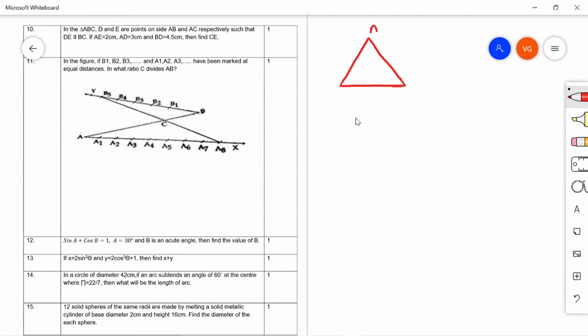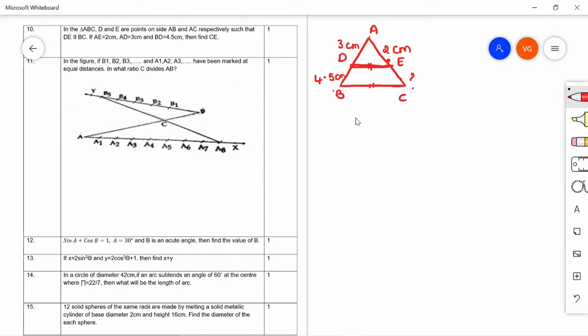I am drawing the triangle A, B, C. D and E are the points on AB and AC here respectively, such that DE is parallel to the other side, that is BC here, right? So I am drawing a line that is parallel to BC here, and you are given with the measurements. AE is 2 centimeter and AD here is 3 centimeter, and given BD is equal to 4.5 centimeter. They're asking you to find out CE.